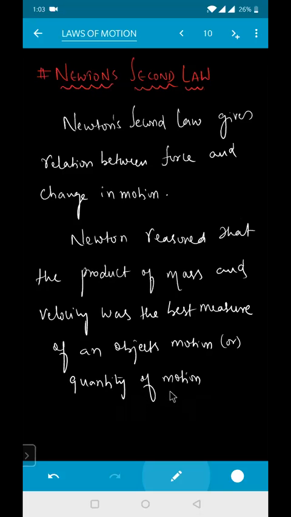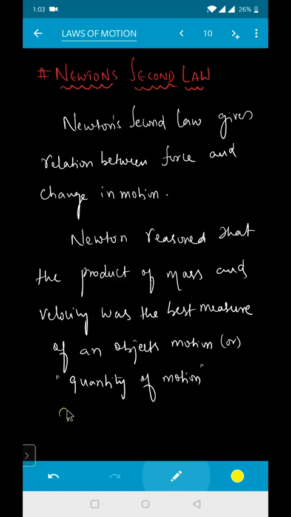Like say, if I talk about the quantity of motion of a human being and a horse, we say that the horse's motion is greater than the motion of a man, because my mass into my velocity will give me certain motion, but the velocity and the mass of the horse will give you something different. So Newton reasoned that the product of the mass and the velocity of an object is the best way to measure an object's motion, or the quantity of motion. And here we are defining a new term right now.